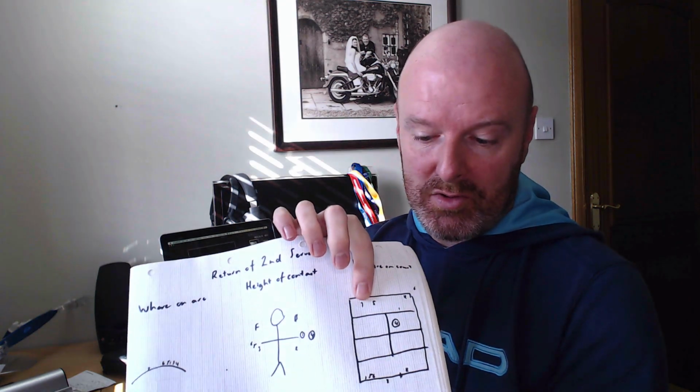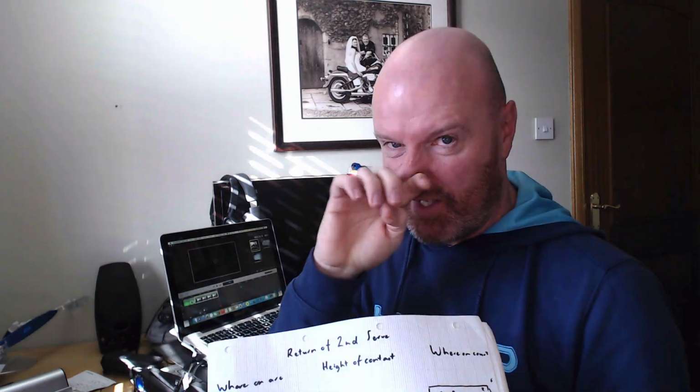So just to be clear again, you don't have to do all three of these things. It might be that the coach wants a parent to chart where are they standing every time they make a second serve return, and it could be you just do the court diagram. The numbers are up to you. It could just be crosses, dots, whatever you want.